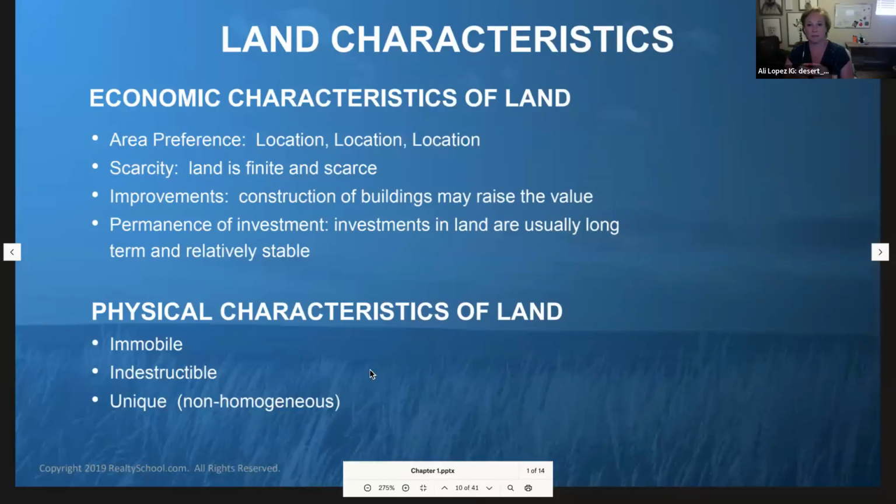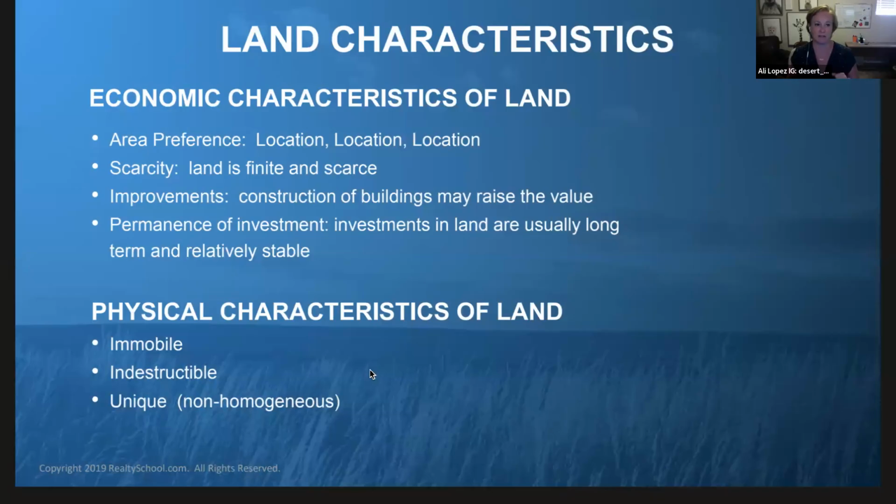Okay, so land has two different types of characteristics. They have the economic characteristics and the physical characteristics. The physical characteristics of land just mean that the land is immovable. It can change, it can morph, but you can't move this land and take it somewhere else. Land is considered indestructible, and it's considered unique.